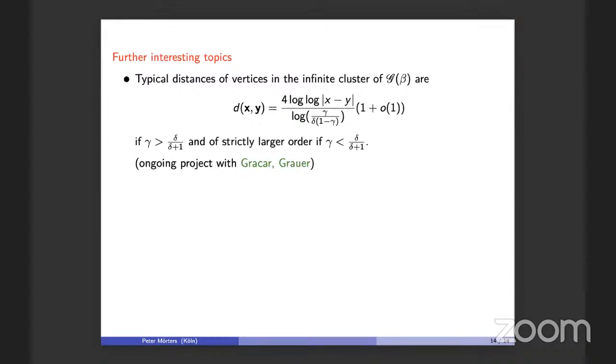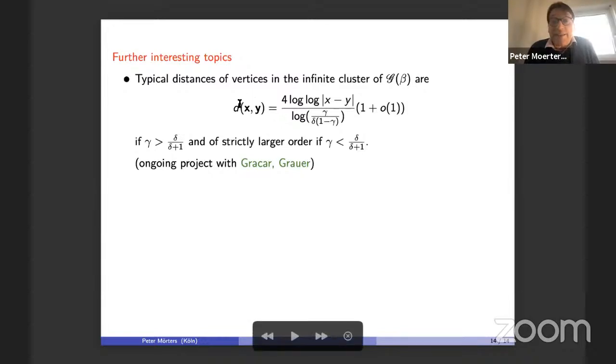Sorry, what are x and y? X and y are 2 points in your Poisson process. You can add them to the Poisson process, for example. What is the typical distance? The typical graph distance? Yes, this is the graph distance.